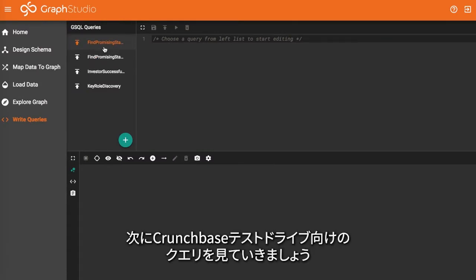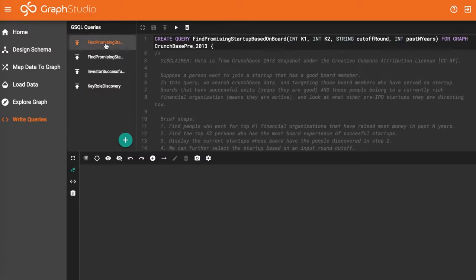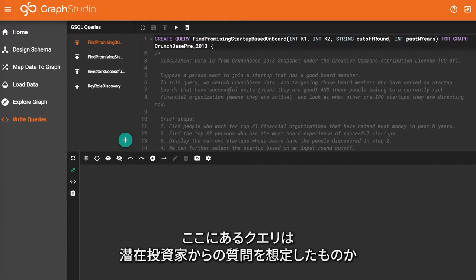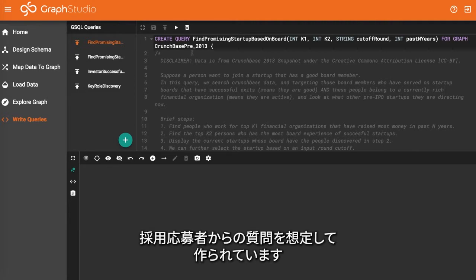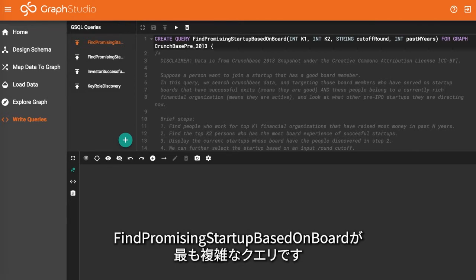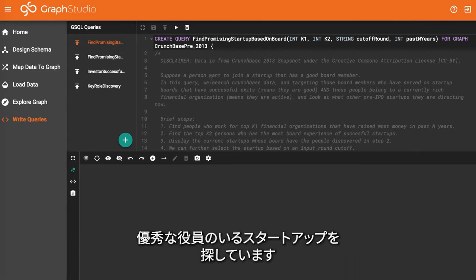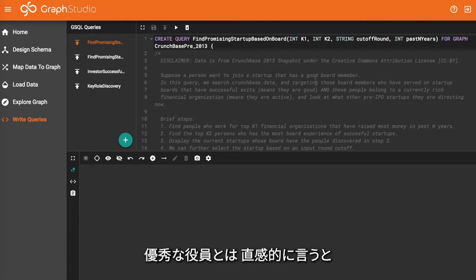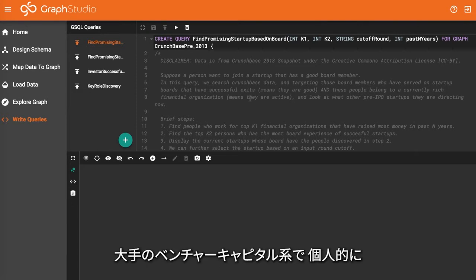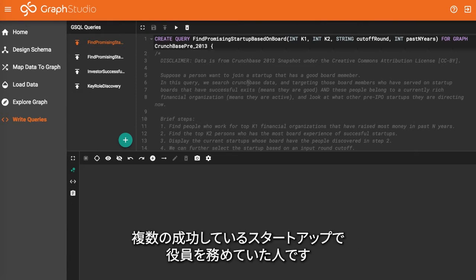Now let's look at the queries for the Crunchbase test drive. All of the queries here are designed to be questions that a potential investor or potential employee might ask. The Find Promising Startup Based on Board query is our most complex query. We are seeking startup companies that have good board members. Our intuition for what is a good board member is someone who comes from a big venture capital firm and who personally has been on the board of several successful startup companies.